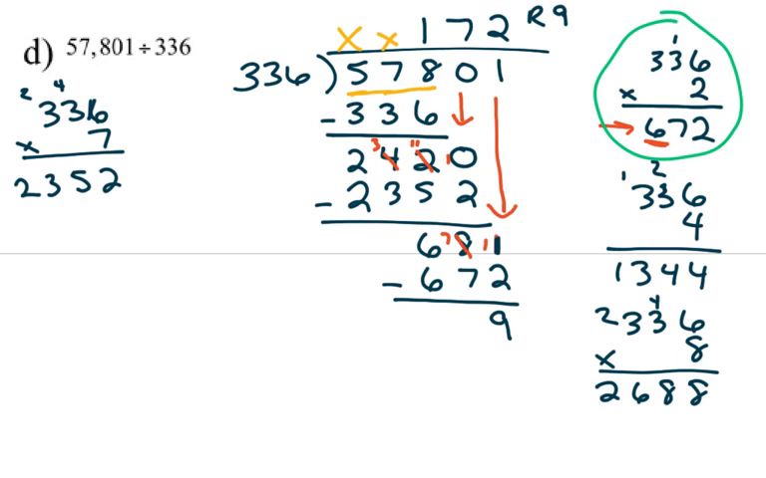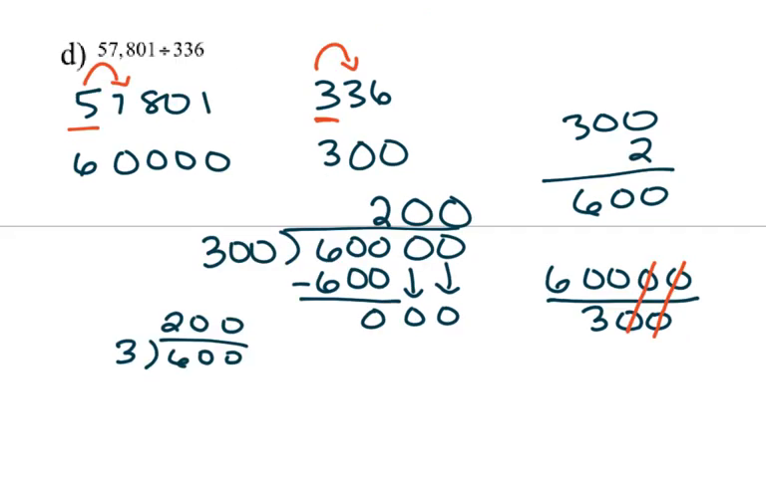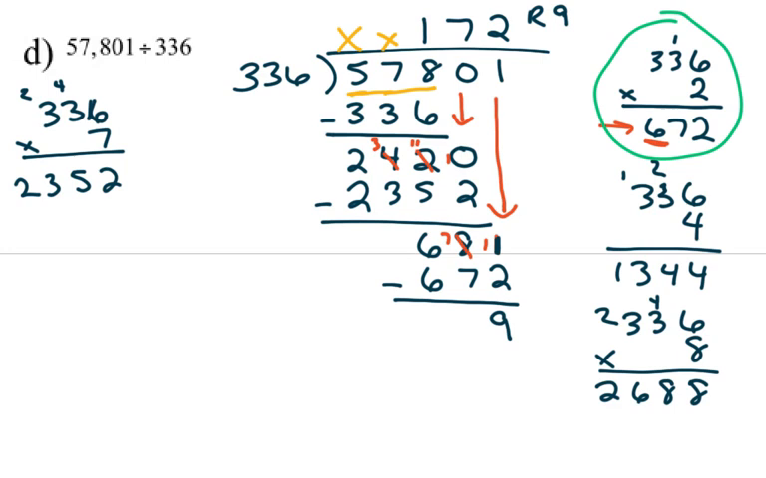172, remainder 9. Now, if you remember, on the other page, our estimate was 200. And so if we look at 172, remainder 9, and we front-end round that, we will have 200. And so the estimate of 200 on the previous page was a good estimate for this particular division problem.